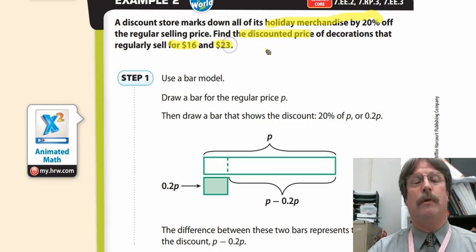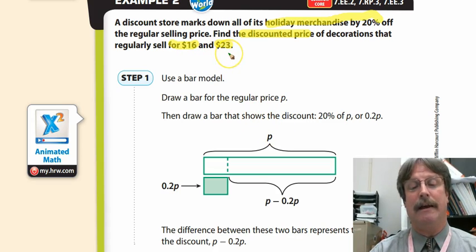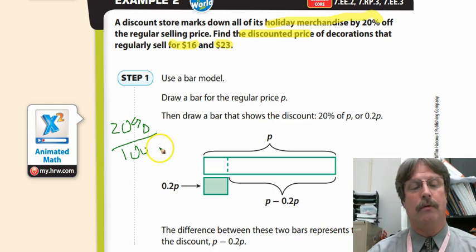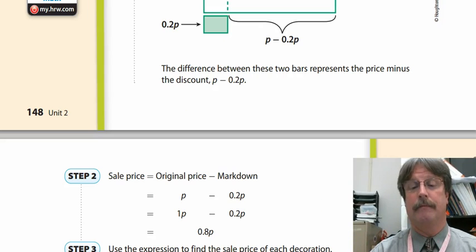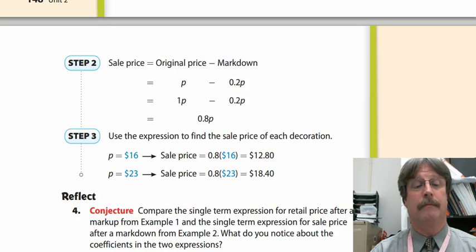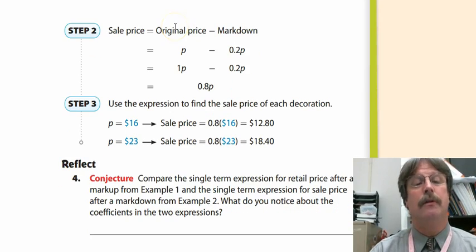So now what we have shown in the bar model, P represents the original price. Okay, so you're going to have 16, you're going to have 23. And then 20% is the 0.2. So remember, 20% divided by 100 equals 0.2. So you take 20% of the original price, then you take the original price and you subtract that 20%, and that gives you what your final markdown is going to be. So here they show you the original price, again, just like what we did for markup, but this time you're going to subtract. That's the key right there.